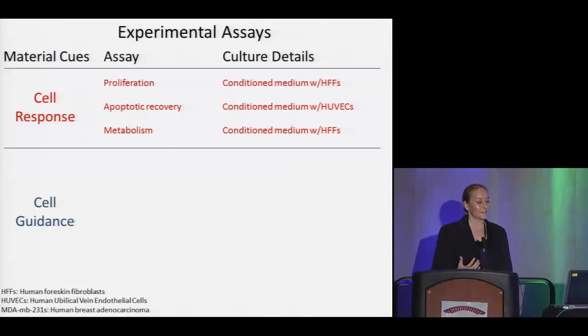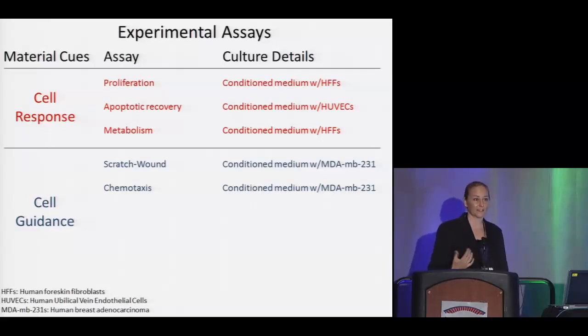And then the second aspect of this is cell guidance. And when we talk about cell guidance, it's broken down in several different ways as well. So the first 2 assays we included in this panel is a scratch wound assay, which looks at just cell migration in terms of wound closure. And the second one is the chemotactic assay performed in a Boyden chamber.